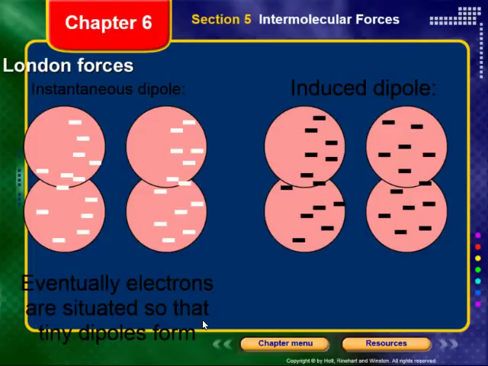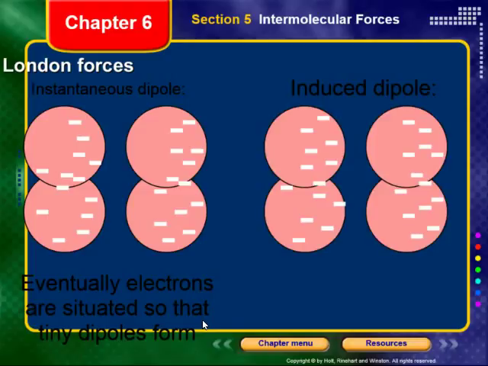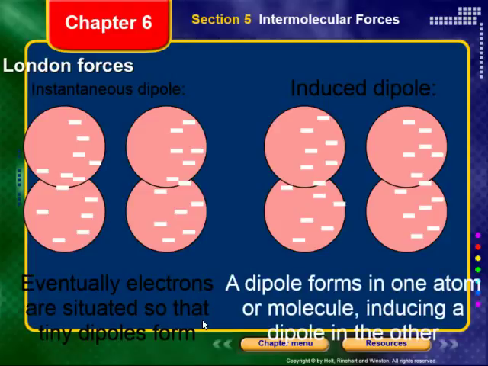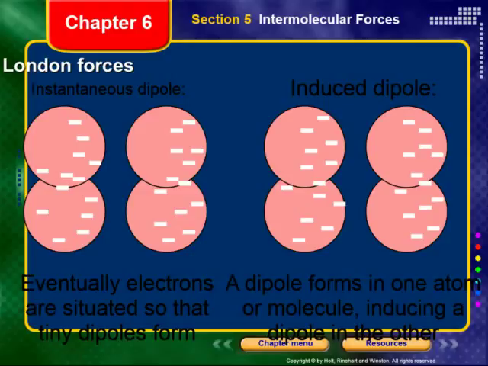We have this situation where we have an instantaneous dipole on that left one. And so notice those electrons are lined up mostly on the right side of that figure. And what that does is it forces the electrons on the thing on the right to line up accordingly, because since that instantaneous dipole created a partial negative on this side, it's going to repel the electrons in this right molecule and send the electrons in that molecule to the right side as well. So we call this an induced dipole. So a dipole forms in one atom or molecule, inducing a dipole in the other.